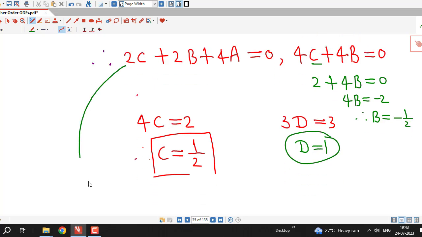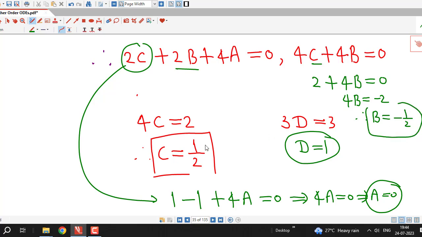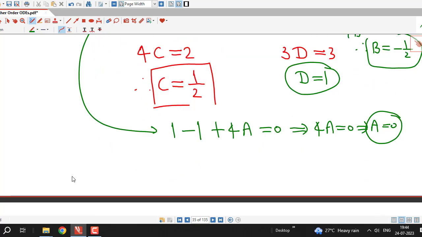And from this I can obtain value of a. I have 2 into c, that is 2 into 1 by 2, which is 1, plus 2 into b, that is 2 into minus 1 by 2, which is minus 1, plus 4 times a equal to 0. This will give me 4a equal to 0, that is a equal to 0. b is minus 1 by 2, c is 1 by 2, and d equal to 1.